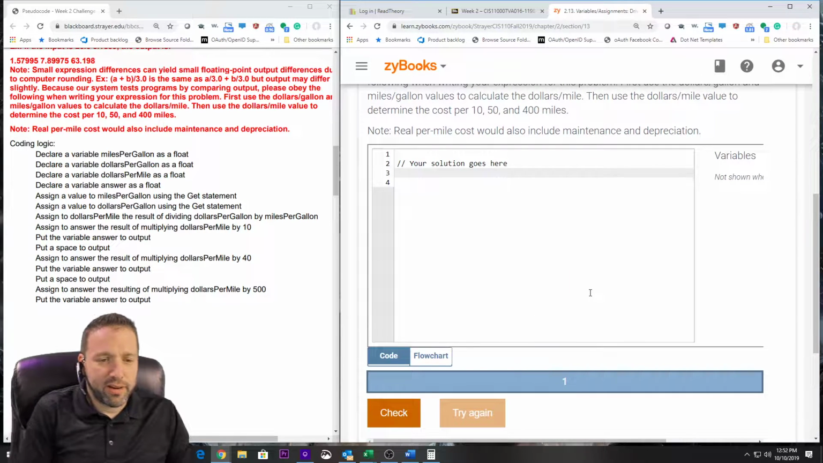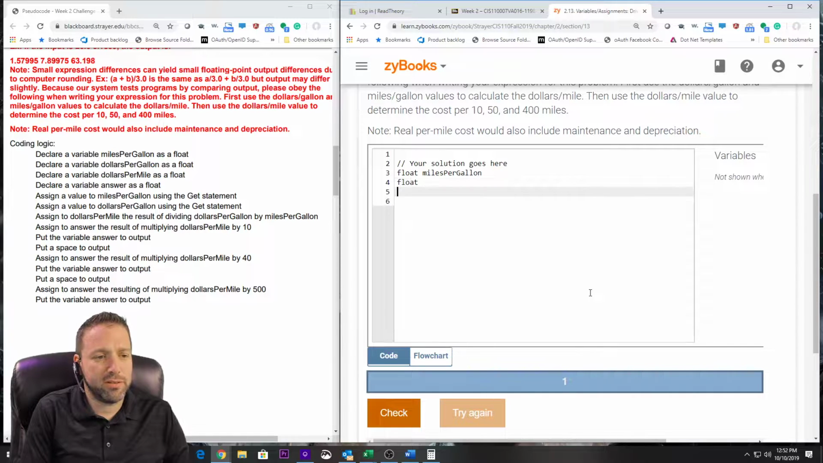So over here, we're going to declare our variables. So we're going to say float miles per gallon. Then we're going to say float dollars per gallon. Then we're going to do another float. Oops. This is going to be dollars per mile.